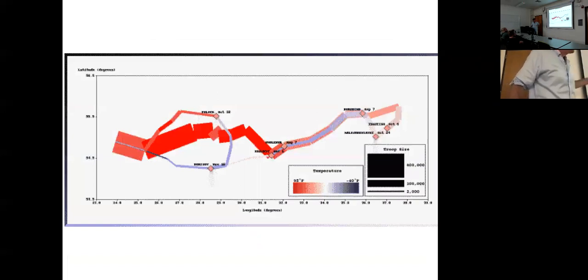So this is somebody else's plot where they did add in color for the temperature, and then they put in the legend for explaining how big anything is, the group size, so you can actually compare the heights.